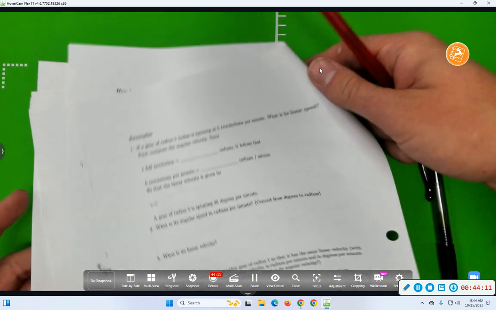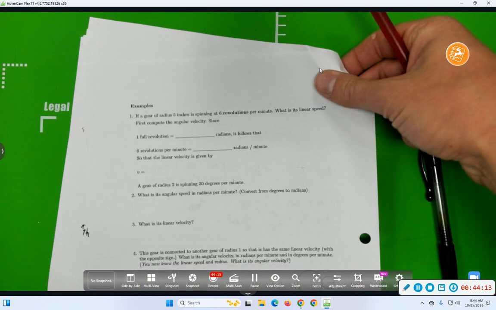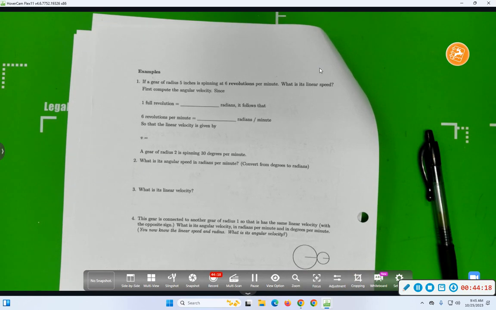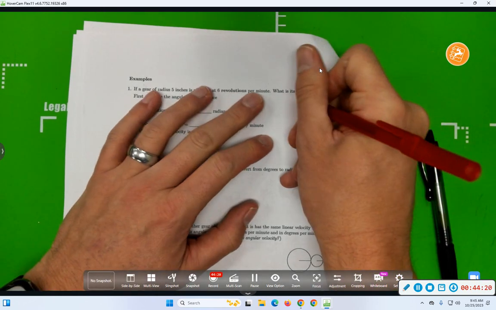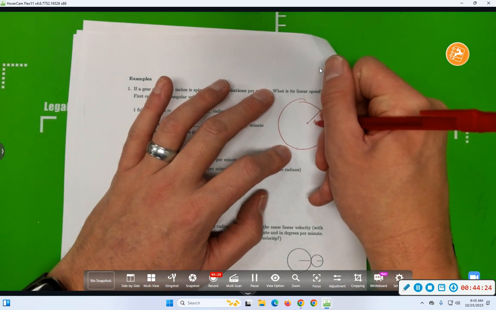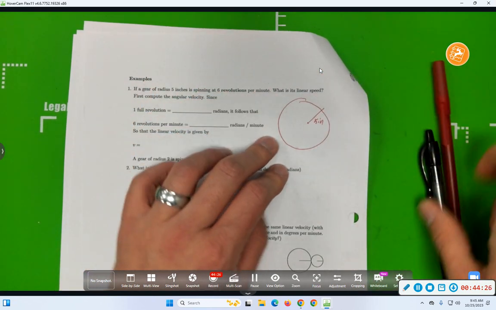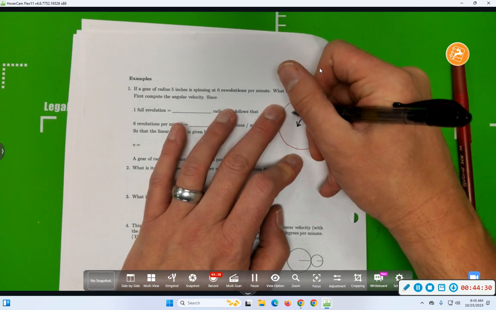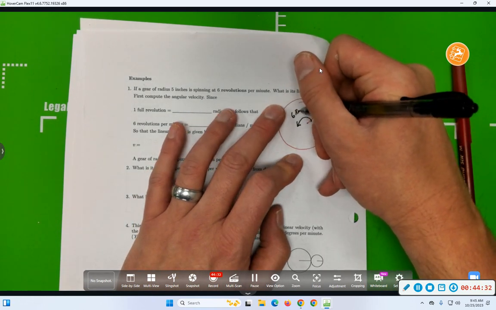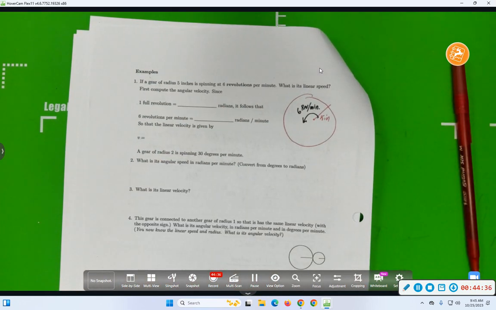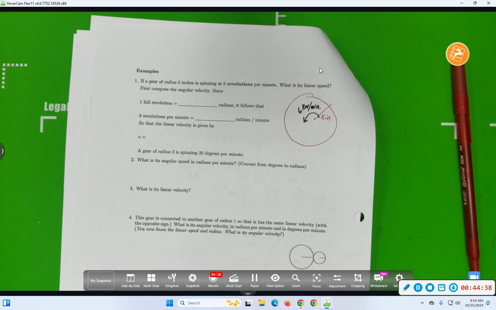Closing examples. So let's suppose you have a 5-inch gear. So let's draw the picture. That is a perfectly circular gear. Its radius is 5 inches. And it's spinning around at 6 revolutions per minute. Maybe you want to abbreviate revolution per minute as RPM, but I won't.